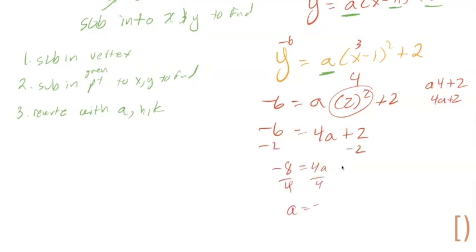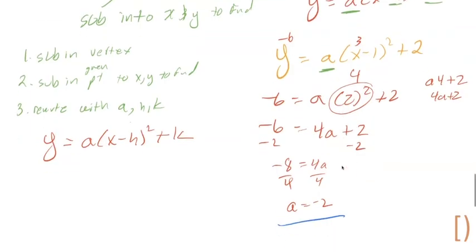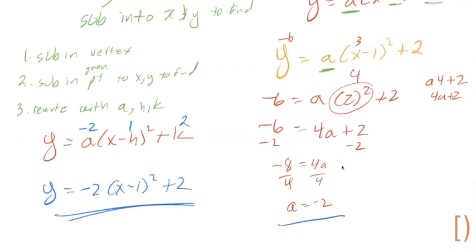A equals -2. And then again, final step is rewrite it all, right? We started with this, and then we're going to substitute in our value. So a is here, and then h and k are right there. So 1, 2, and -2. And there we go. That's it in vertex form.